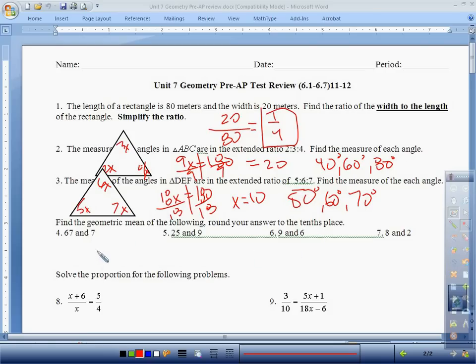The geometric mean in number 4. Geometric mean is simply the product and then square rooting. So in this case, I have 6 times 7, and I take the square root of that quantity. This works out to approximately 21.66.